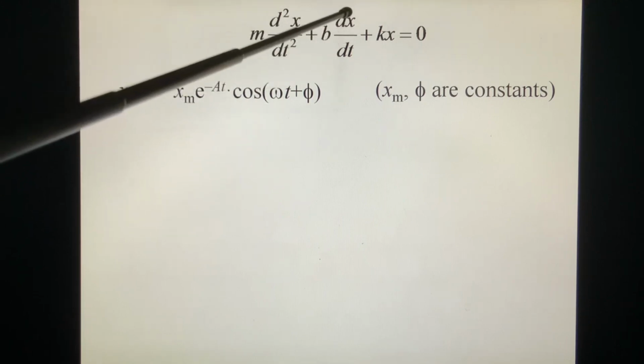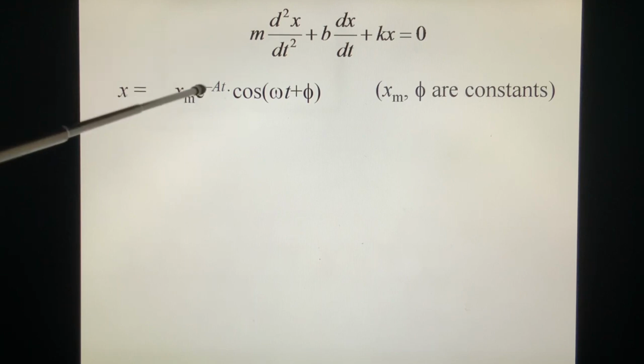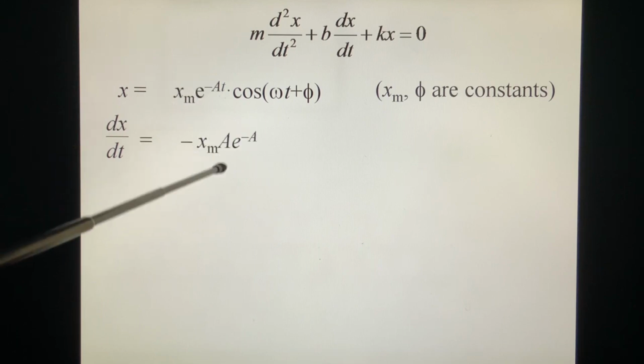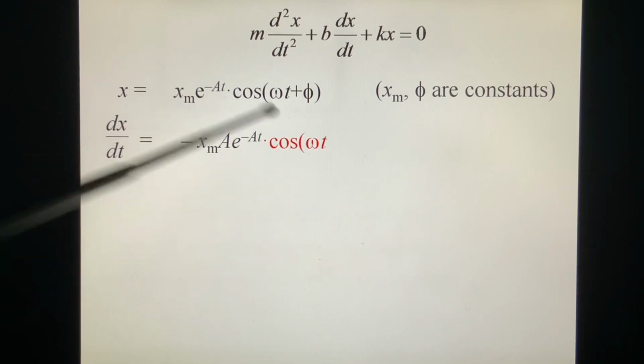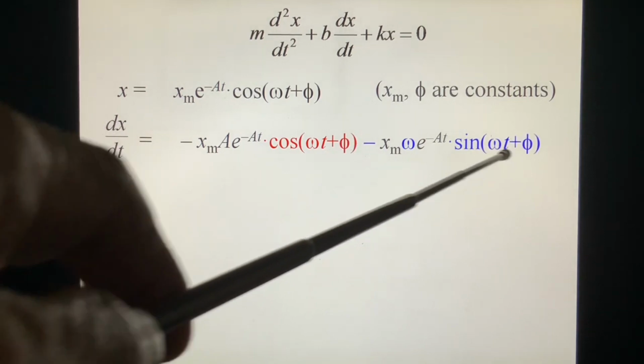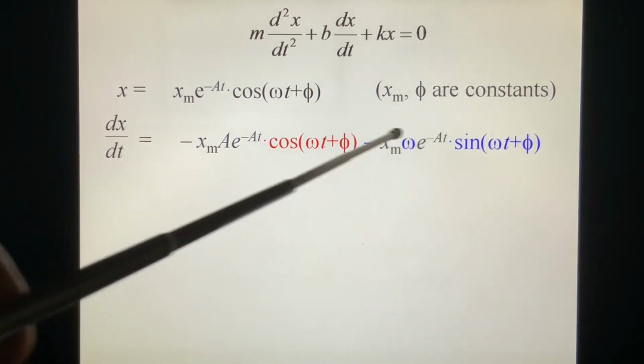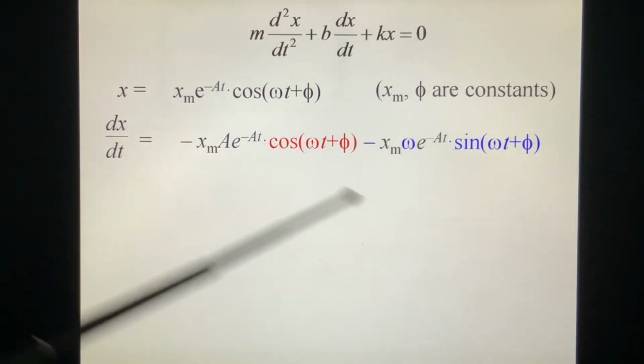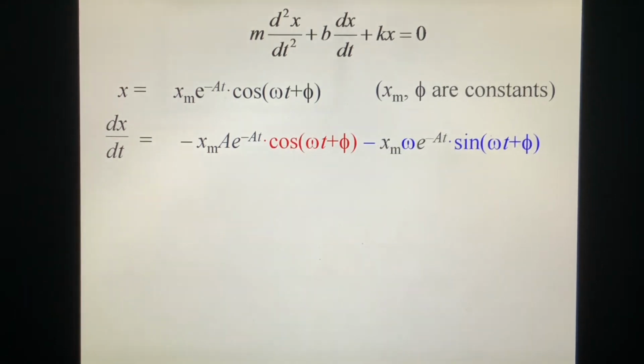We can do the derivative. So you have two terms. The first term is minus a times e to the minus at cosine, and the second term, cosine derivative is minus sine, and we have omega. So we have two terms, the first one and the second one. And then we take the second derivative. So we do this and do this.